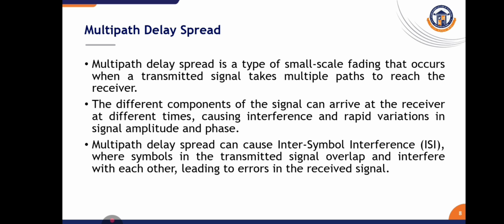The root mean square delay spread is a measure of the dispersion of the signal, and determines the frequency selective characteristics of the channel. So equalization techniques are used to compensate for the time dispersion caused by the multipath delay spread, and diversity techniques are used to combine the multiple signal paths to mitigate the effects of fading.